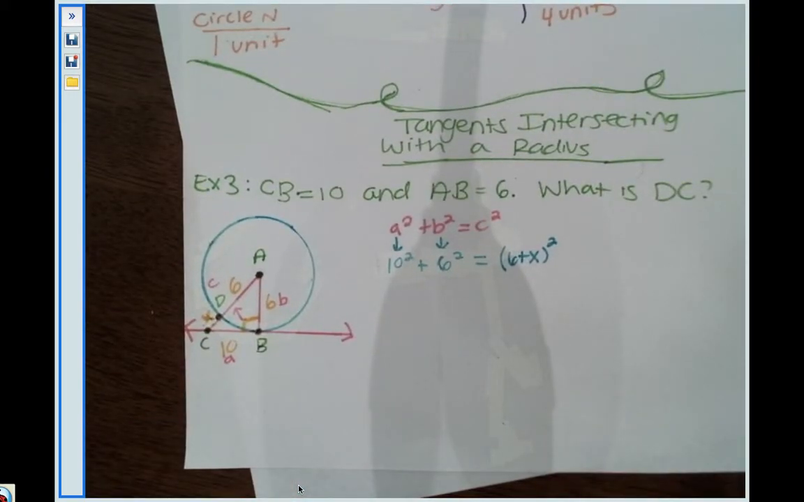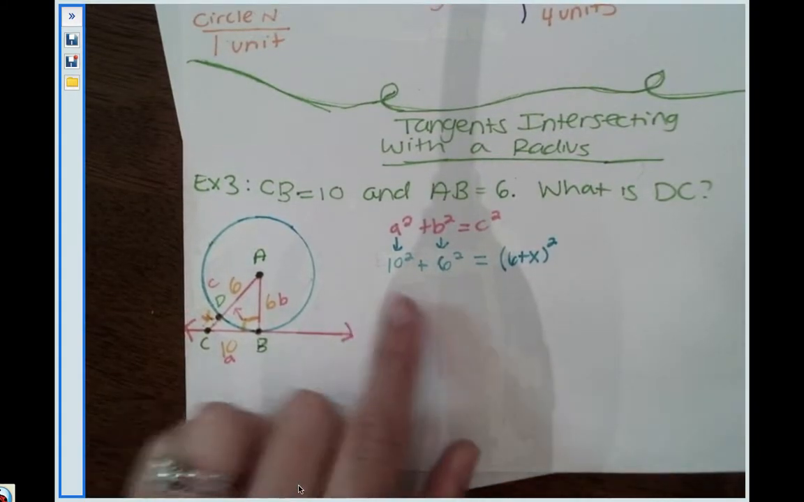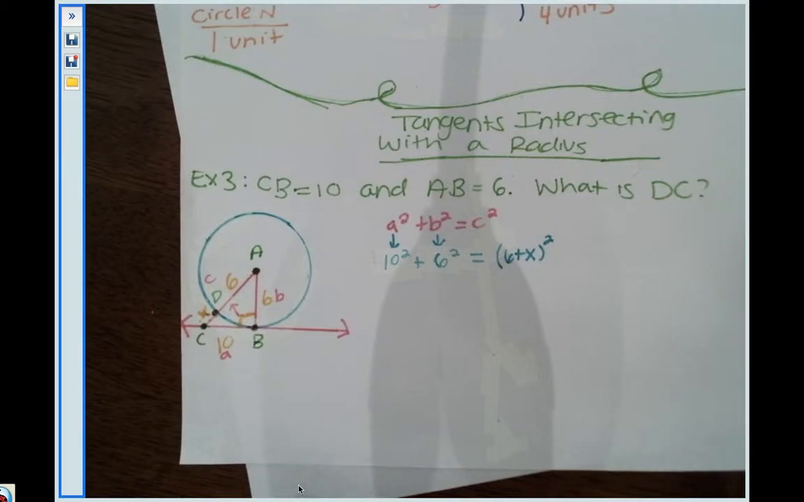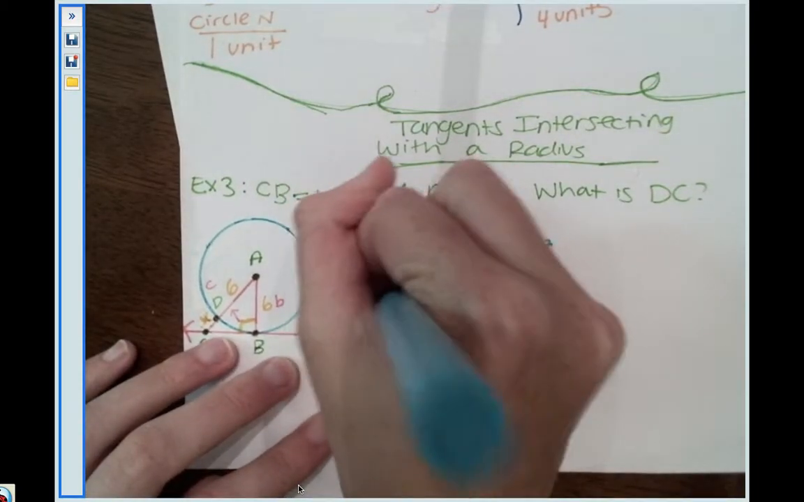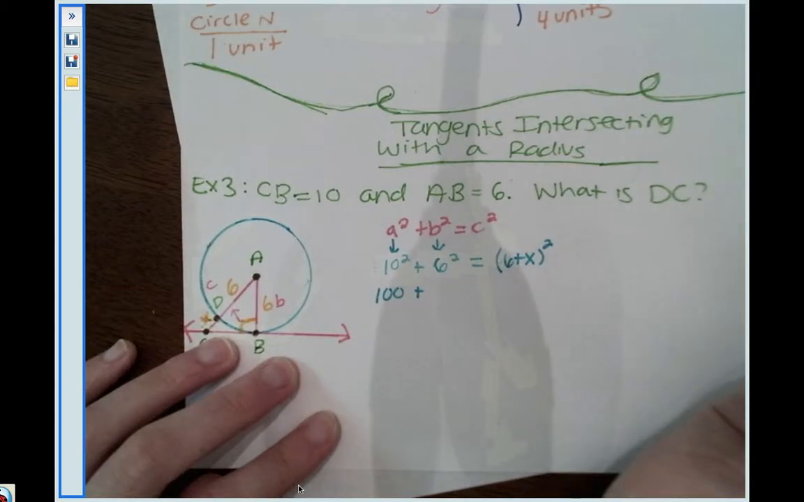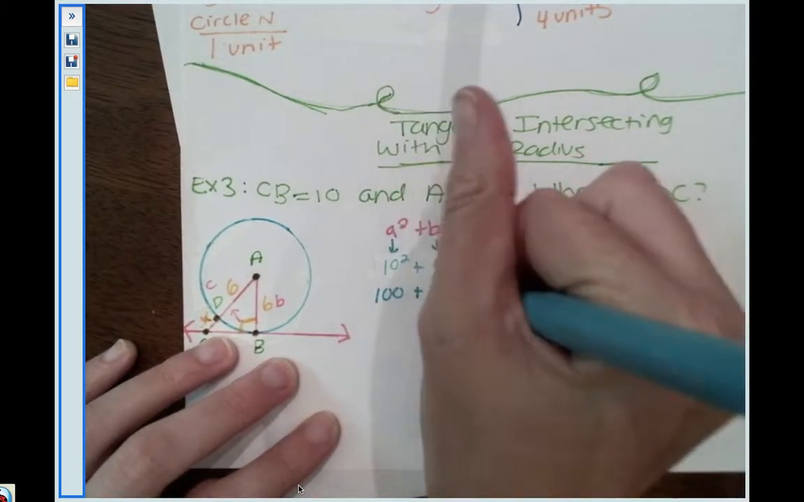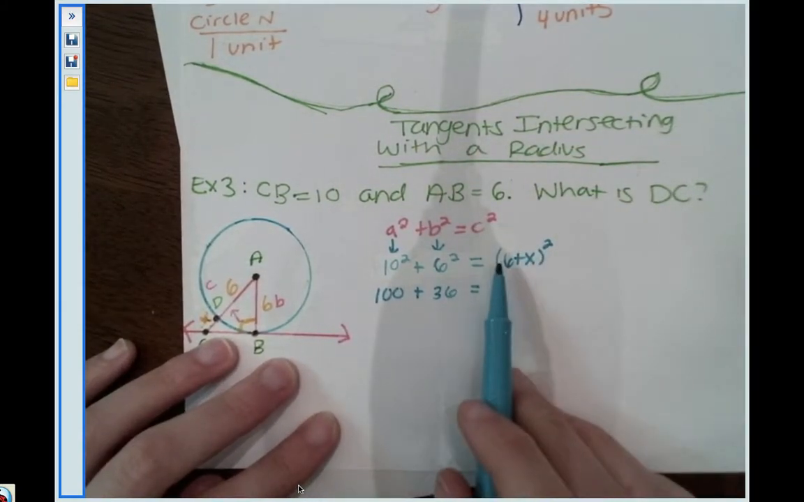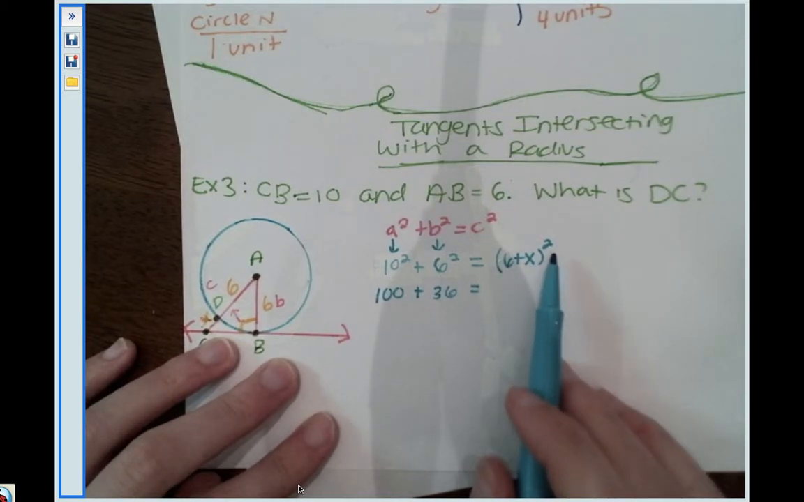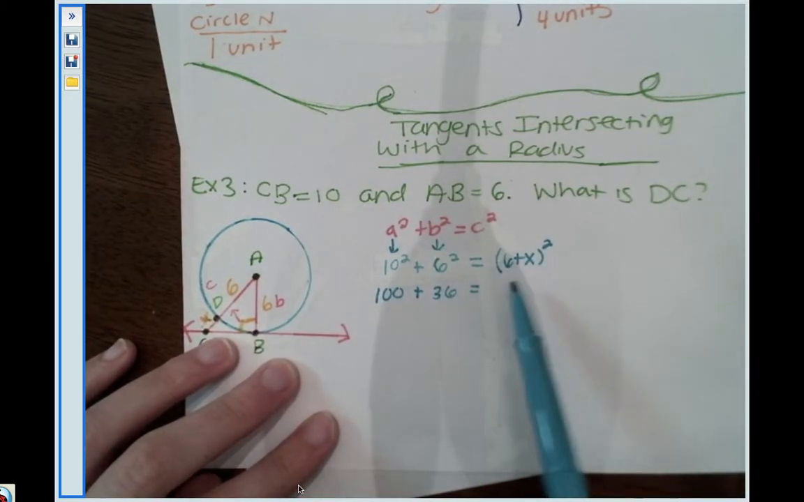Okay, so let's start simplifying some things down. So 10 squared, 10 times 10 is going to give me 100. So 100 plus 6 times 6 is 36 equals, now don't forget you guys, 6 plus x quantity squared does not mean you square the 6 and the x.